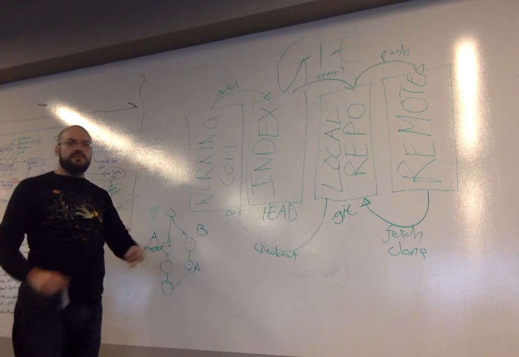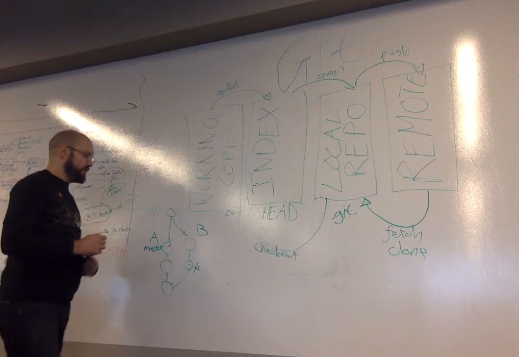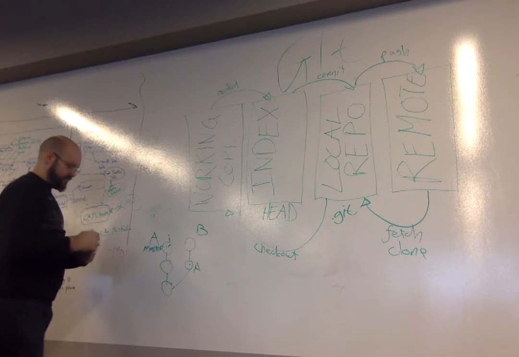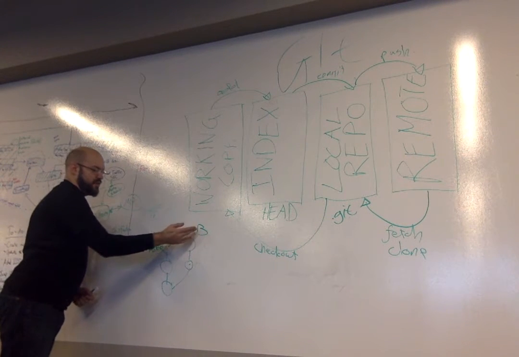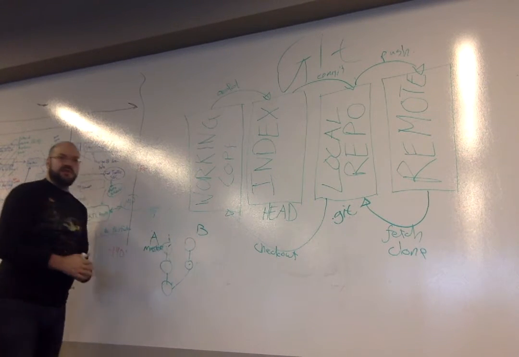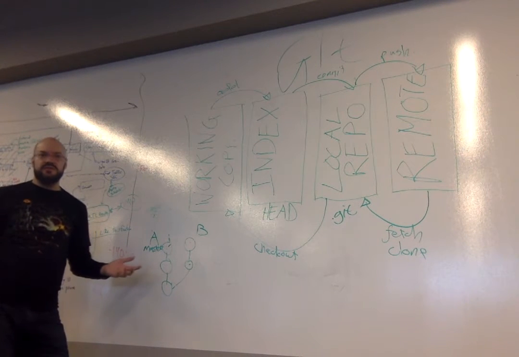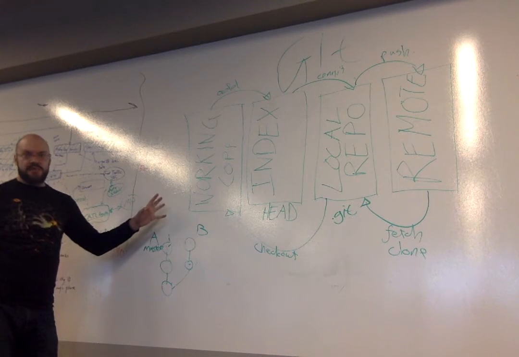So my question is, how do you determine you're going to merge? Well, if you have B and A, you determine if you're going to merge by deciding you want to merge, right? It doesn't happen automatically.